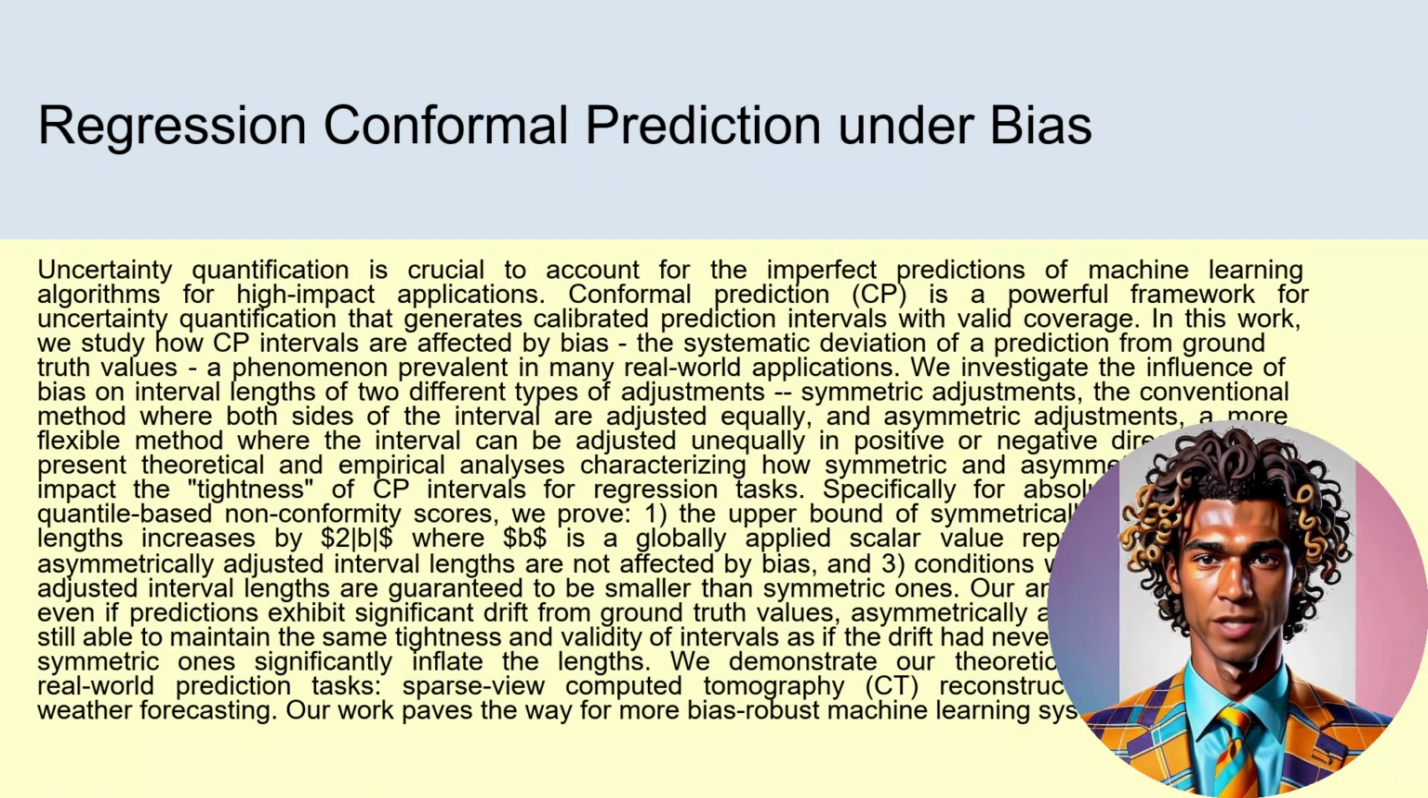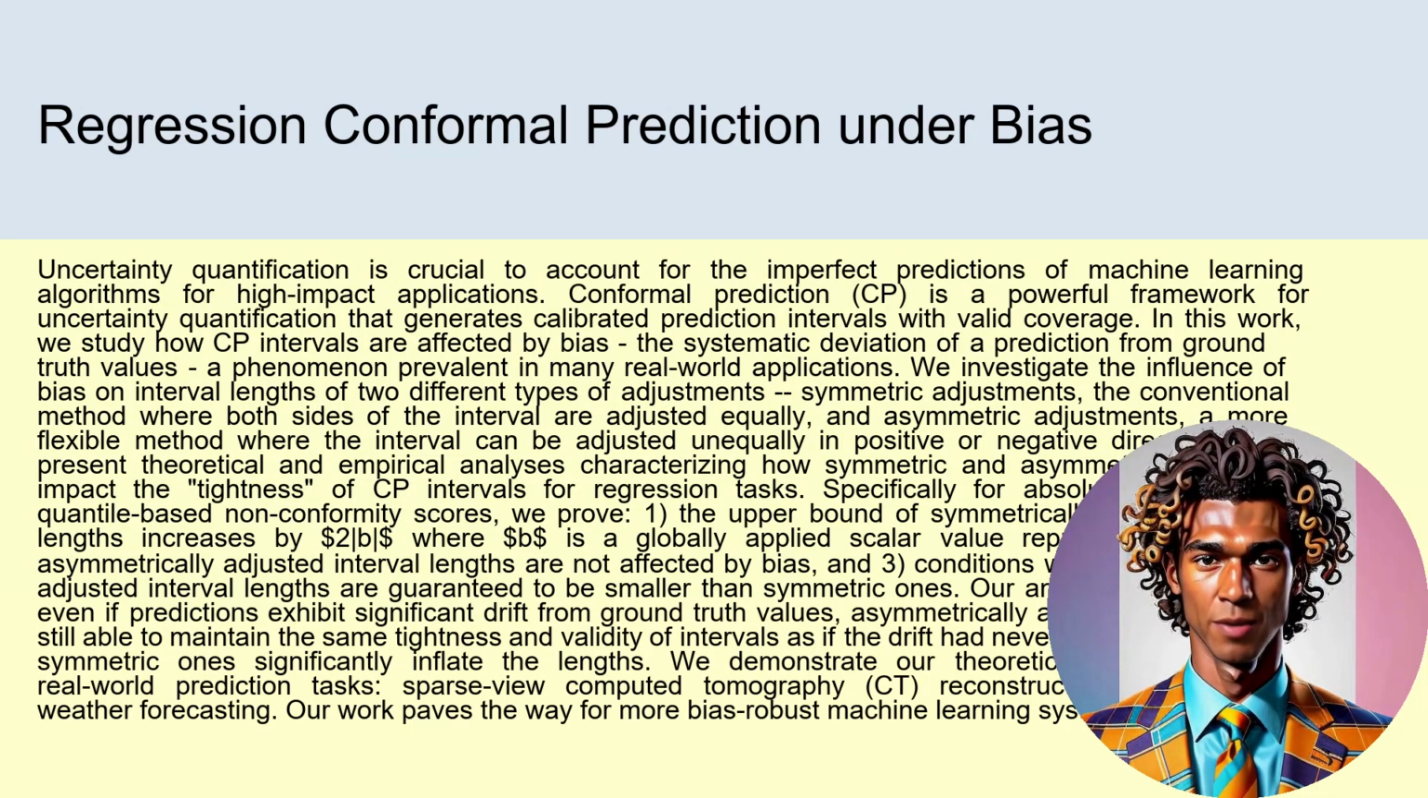In the research titled Regression Conformal Prediction Under Bias, the authors investigate the impact of bias on the accuracy of predictions made by machine learning algorithms. Bias refers to a systematic error in the predictions, making them consistently deviate from the true values. They examine how this bias affects the confidence intervals generated by conformal prediction (CP), a powerful technique for quantifying uncertainty in machine learning predictions. The researchers analyzed two types of adjustments used in CP: symmetric adjustments, where both sides of the confidence interval are adjusted equally, and asymmetric adjustments, where the interval can be adjusted differently in positive or negative directions. They find that symmetric adjustments are highly susceptible to bias, leading to inflated confidence intervals.